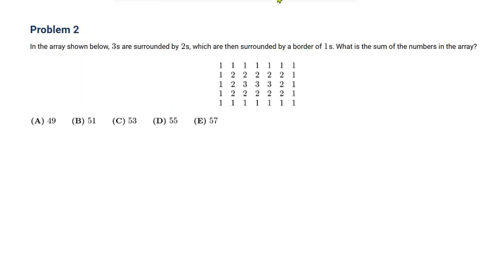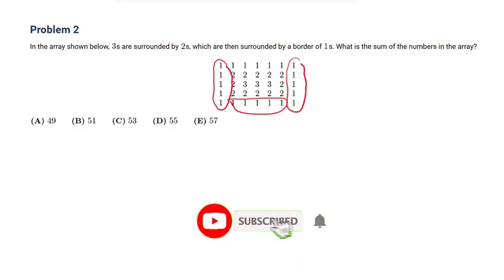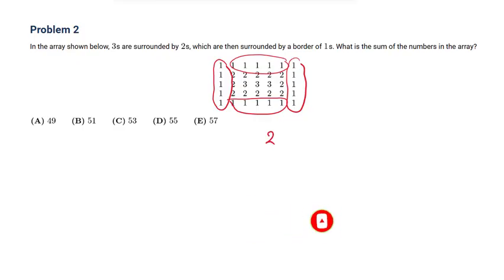Now problem number 2. So in the following array, there are 3s, 2s, and 1s. So you have to find the sum of the numbers in the array. Now let's see here. So here there are 5 1s, and this is also 5, and this is also 5, and this is also 5. So that means we have 20 1s, which is 20.